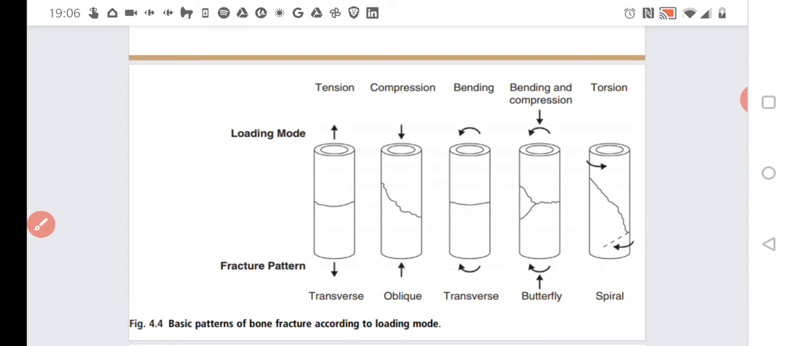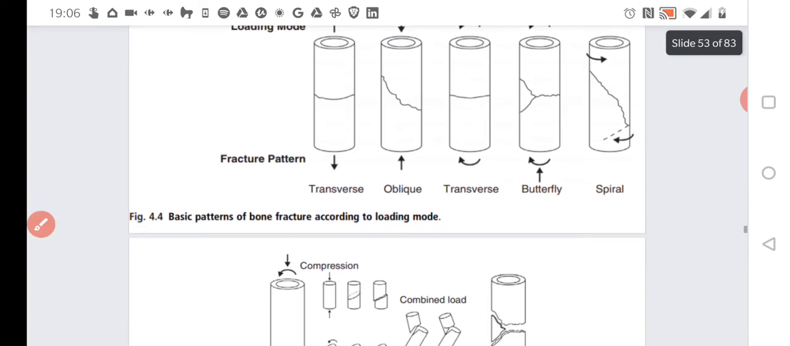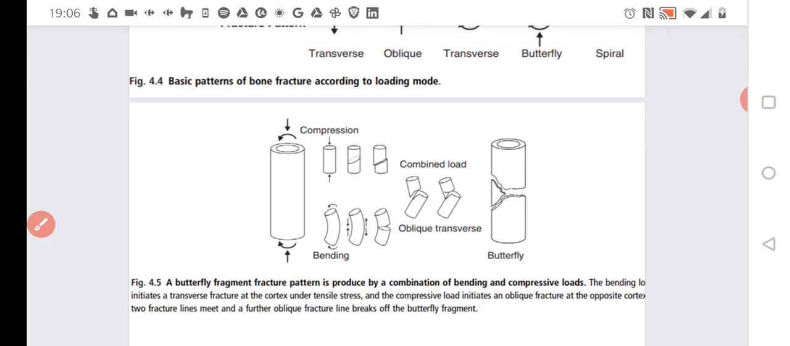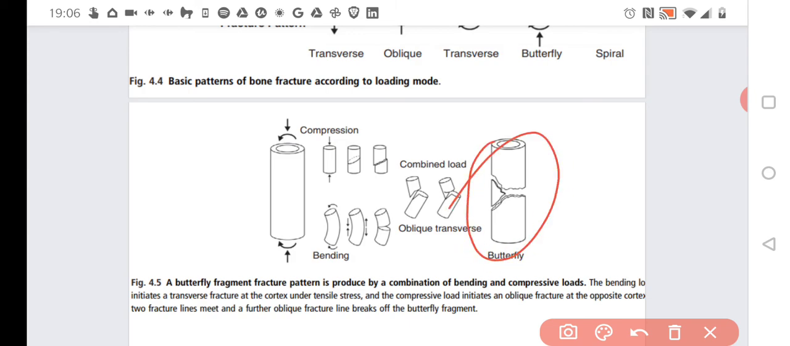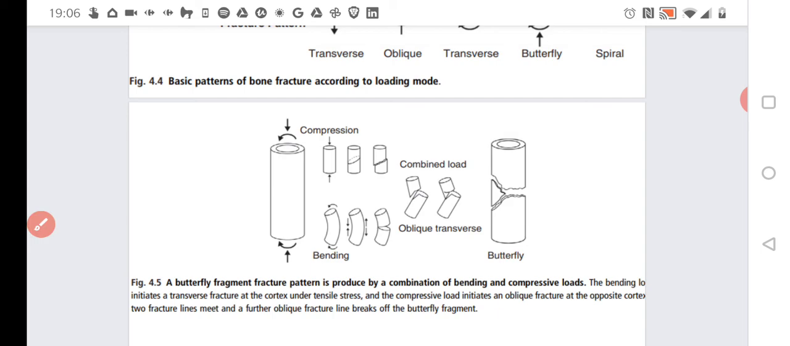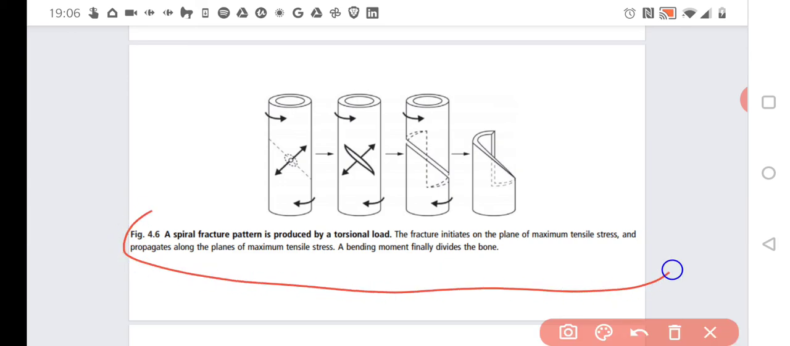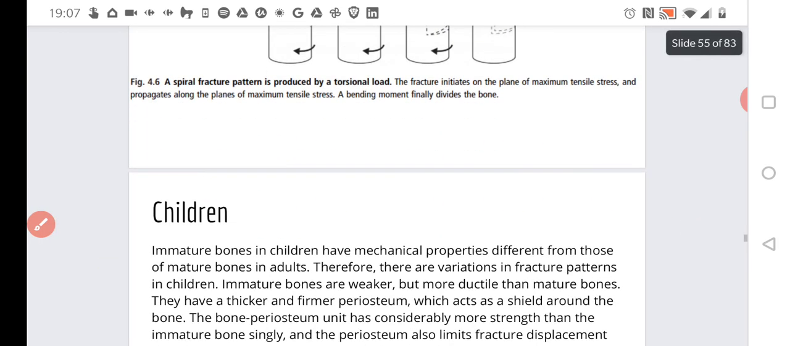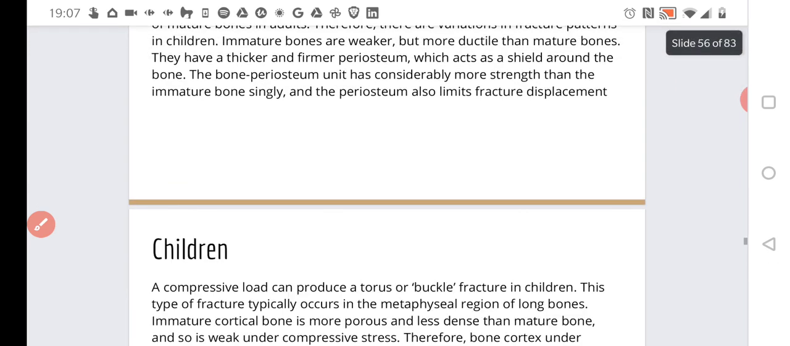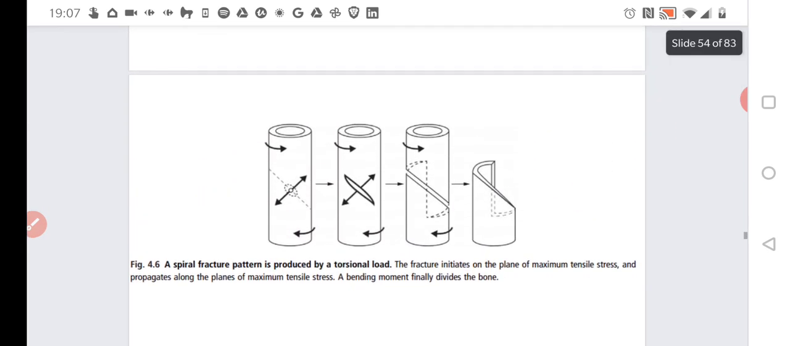And then we have torsion, when we have the spiral fracture. Yes, so we are adding some additional force. We also have this spiral force. And here we can see nicely how the bending and the butterfly fracture happen. And here it nicely shows this spiral fracture. In case of children, we have a very special situation, but about this in the next video.